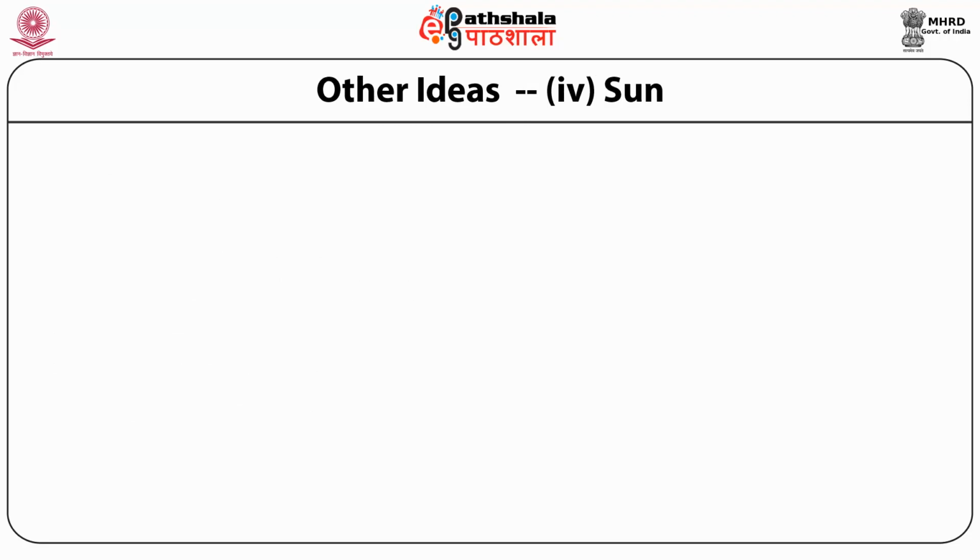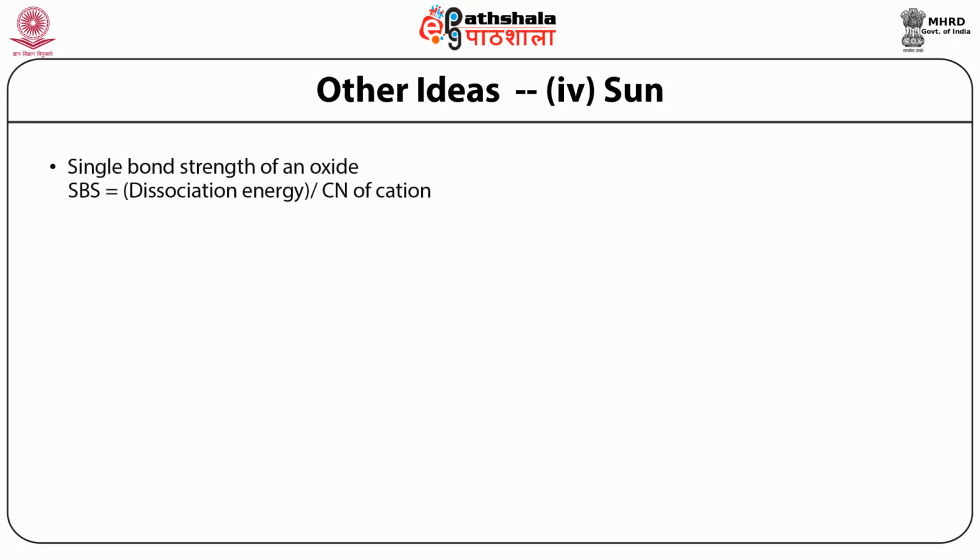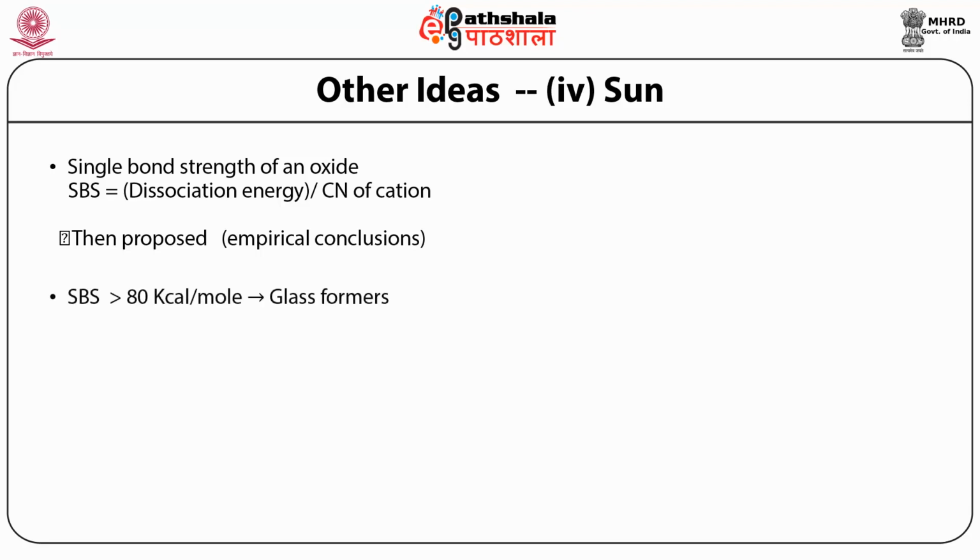Now, considering another idea which is given by Sun. Sun considered in a similar manner the single bond strength of the oxides as a criterion for glass formation. He defined the single bond strength as the dissociation energy of the oxide divided by the coordination number of the cation. He then proposed that if the single bond strength is high and greater than 80 kilocalories per bond, then the element is a glass former.